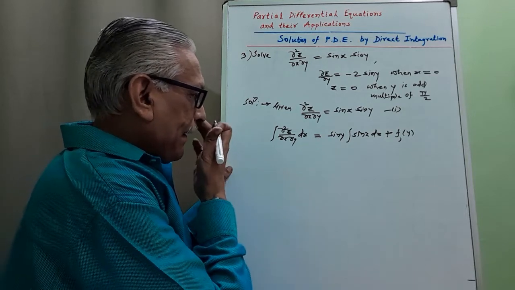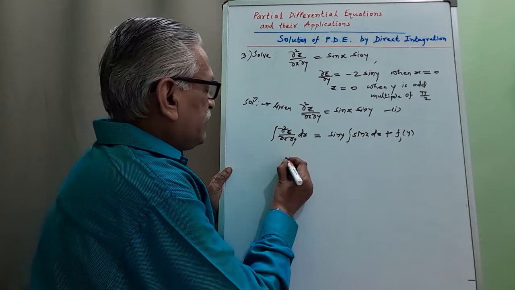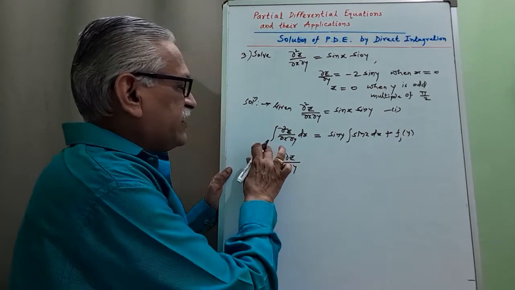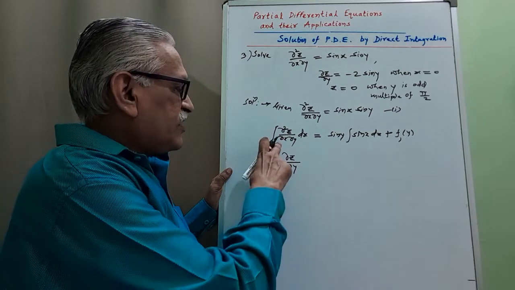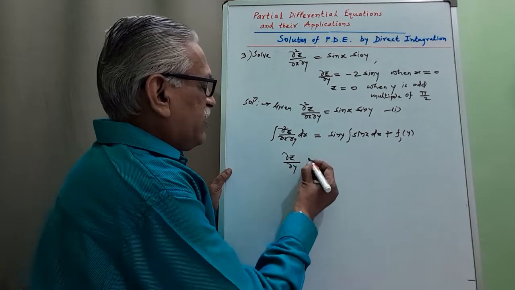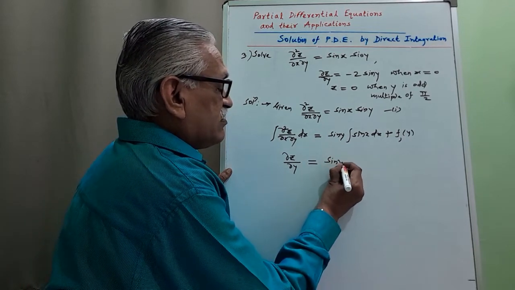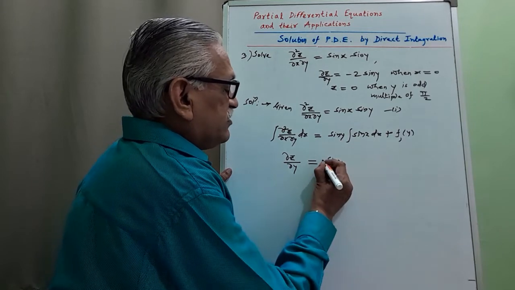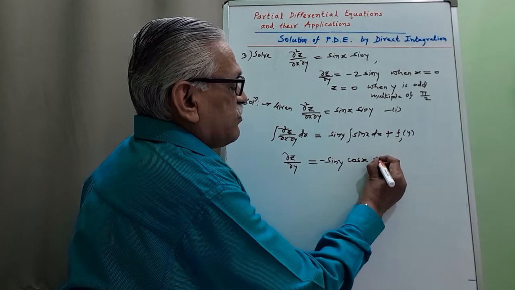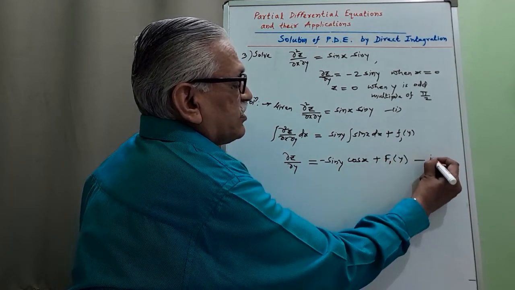Then here, integration of ∂²z/∂x∂y, we get ∂z/∂y, that integration and that operator ∂/∂x get cancelled. We get ∂z/∂y is equal to sin y, integration of sin x is minus cos of x, and plus f1 of y. We call this equation 2.